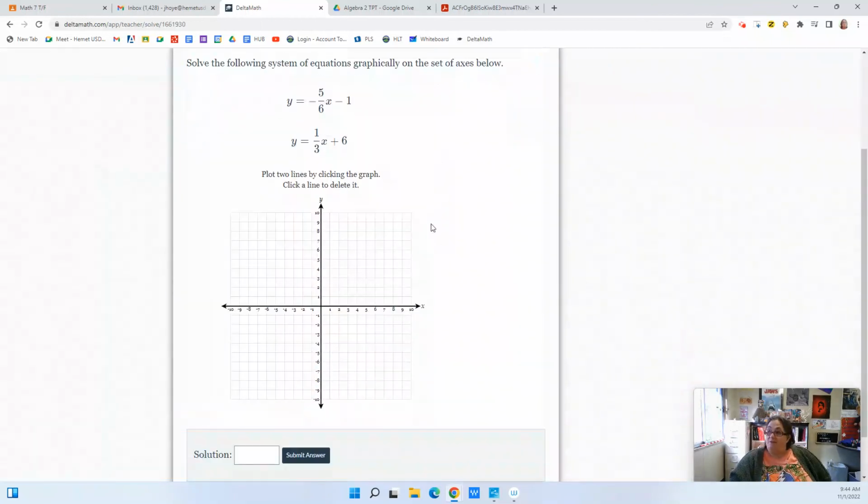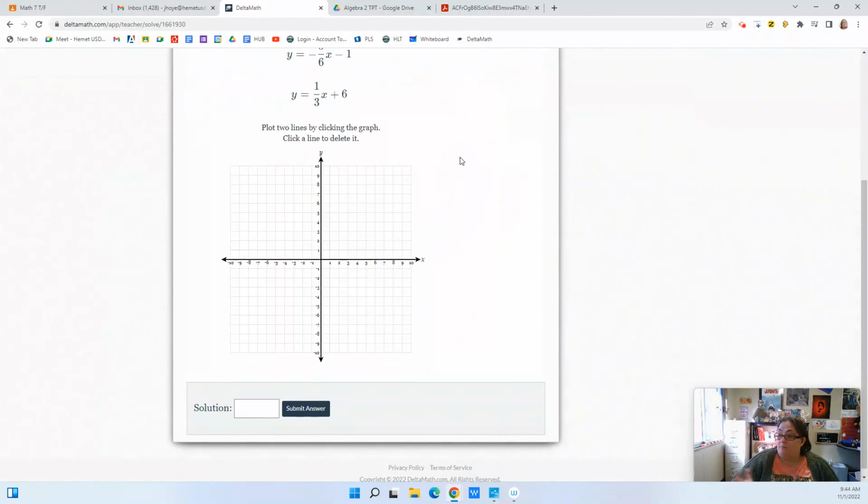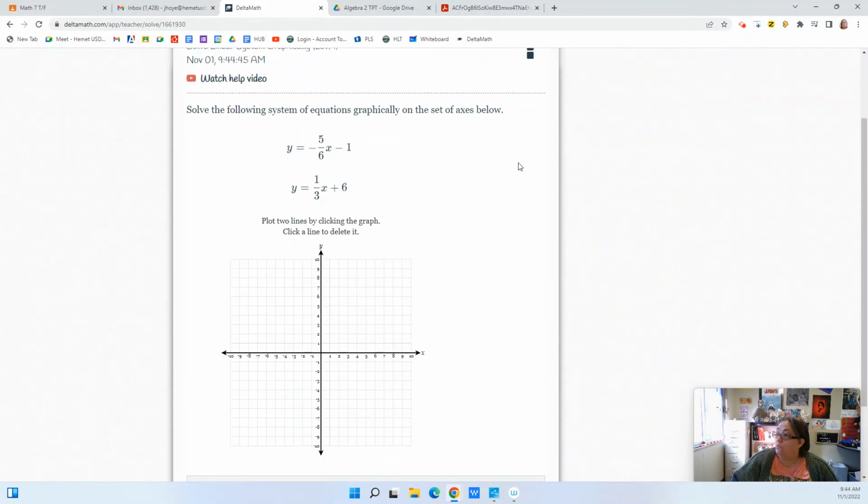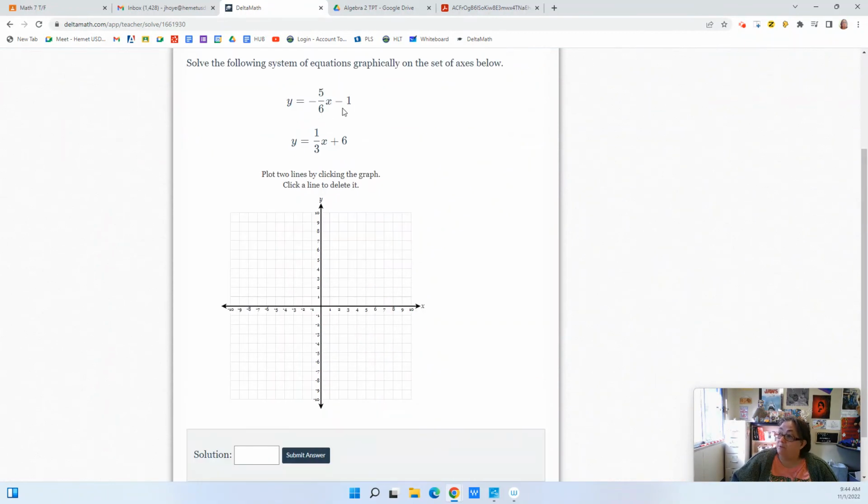So I like these because they're already in slope-intercept form. So when you go to graph problems like this and then you want to put in your solution, our first point is going to be the y-intercept of negative 1, which is where I'm going to start. And my slope is 5 over 6. So I'm going to go up 1, 2, 3, 4, 5, and over 6. So I've got my first line graphed.